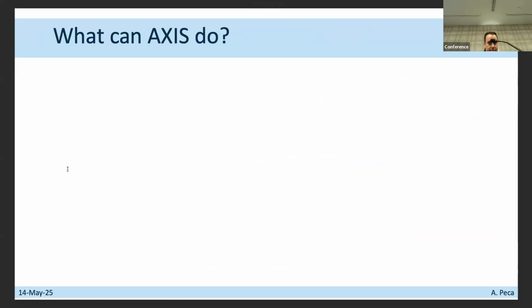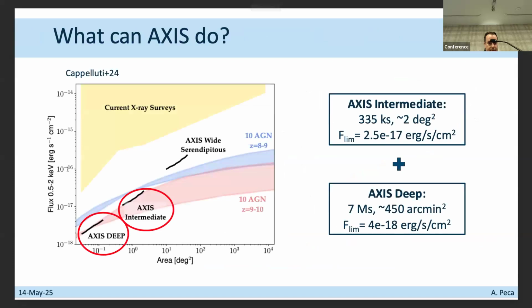So what can AXIS do in all of that? I took this slide from Nico's paper. As you can see, compared to the yellow region here, which shows the current coverage in the flux-area plane of the current X-ray surveys, AXIS will do great. So we are going to push down the sensitivity limits, and this is going to be great for obscured AGNs, which are indeed very, very faint.